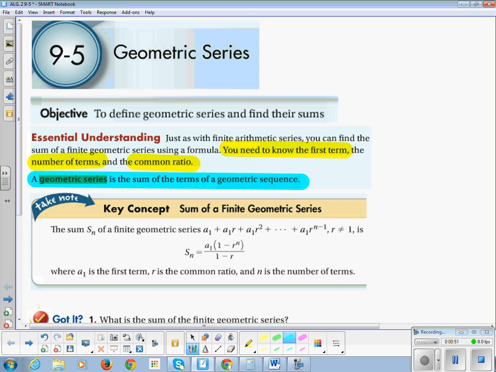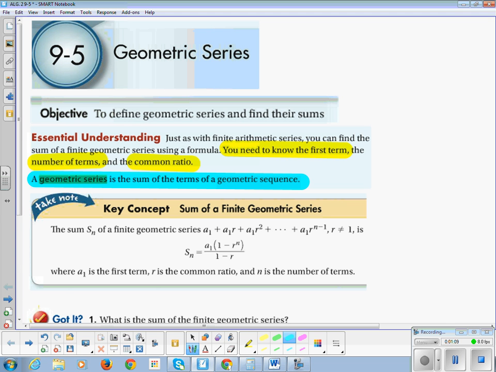And I remember the difference between arithmetic and geometric this way: arithmetic starts with an A. A is for adding. That's what we do each time. We just add the same number. And then geometric is the other one. He's the multiplying guy.